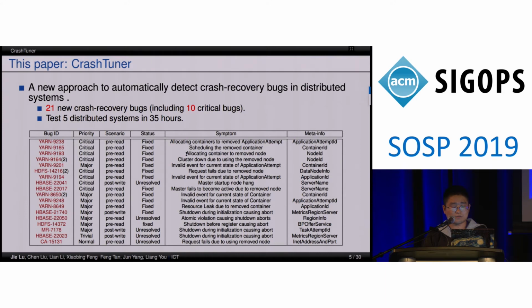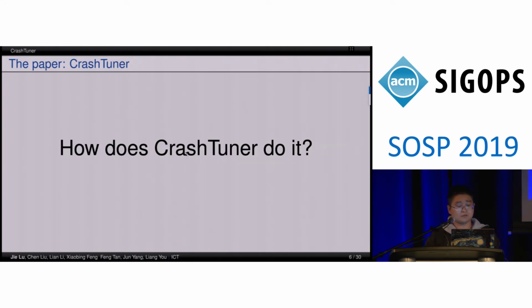In this paper, we present CrashTuner, a new approach to automatically detect crash recovery bugs in distributed systems. CrashTuner can finish testing 5 distributed systems in 35 hours and report 21 new crash recovery bugs, including 10 critical bugs. So how does CrashTuner do it?